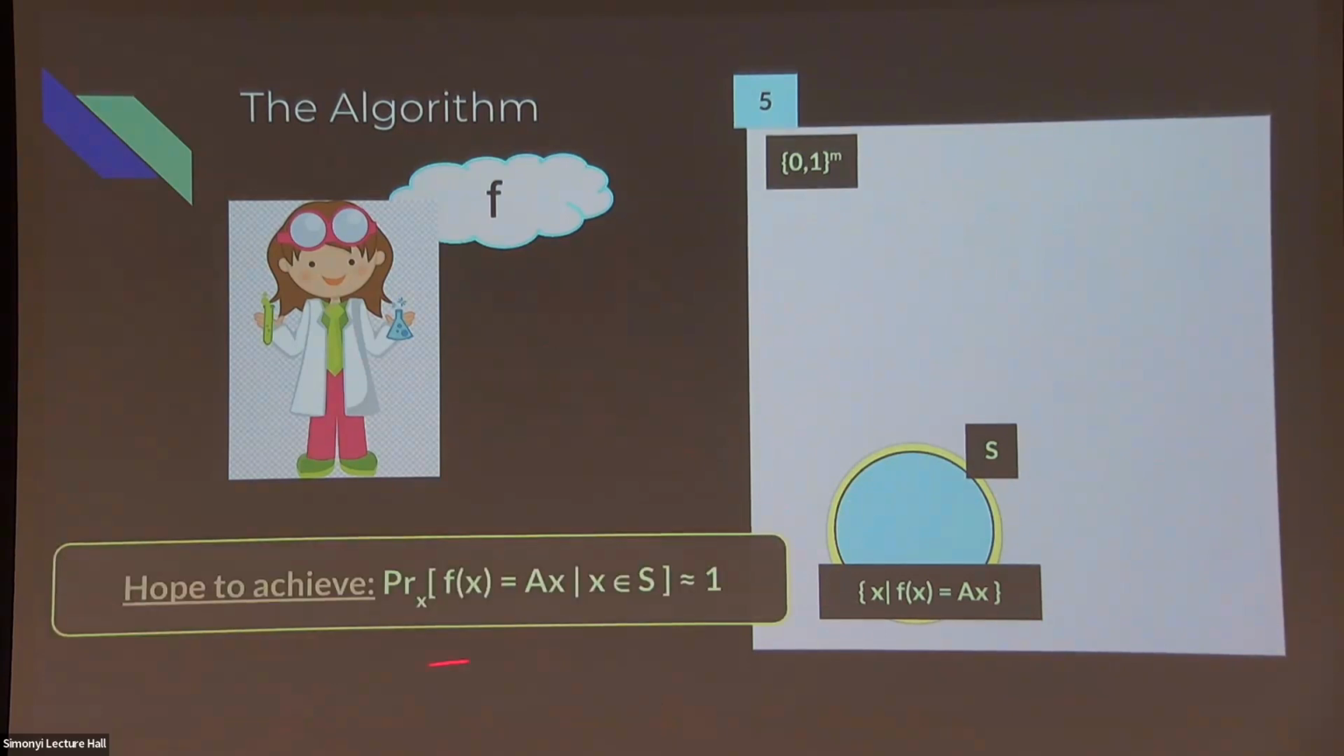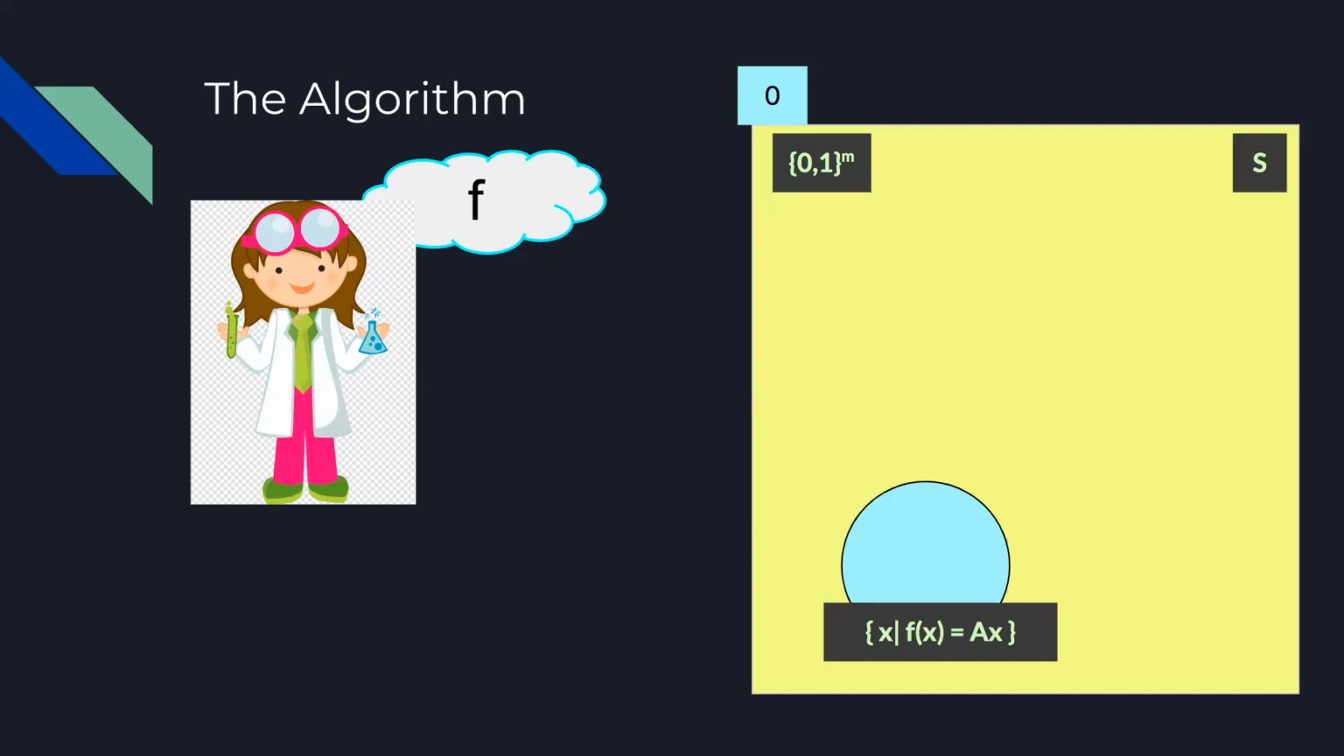And okay, so what we hope to achieve by the end of this is that the chance that you're in the blue set conditioned on you being in the yellow set is pretty close to 1. If you can get this, then you can recover A. Okay, so here's the picture of the algorithm again.